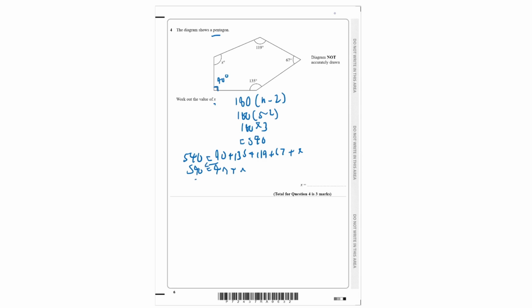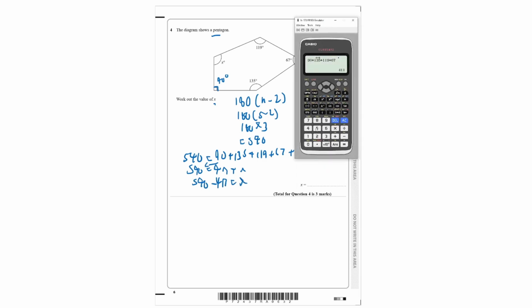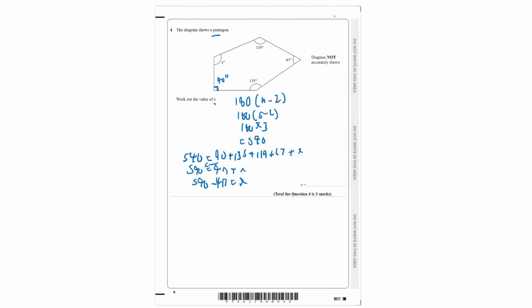If we bring this to the other side, we have 540 minus 411 is equal to x. And if we take out our calculator here, we have 540 minus 411 gives us 129 degrees.